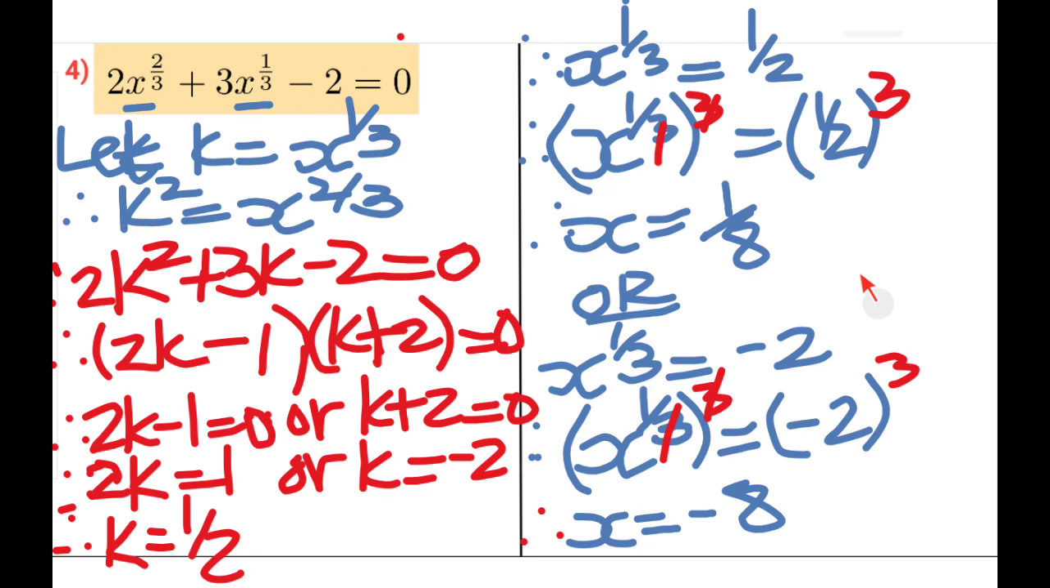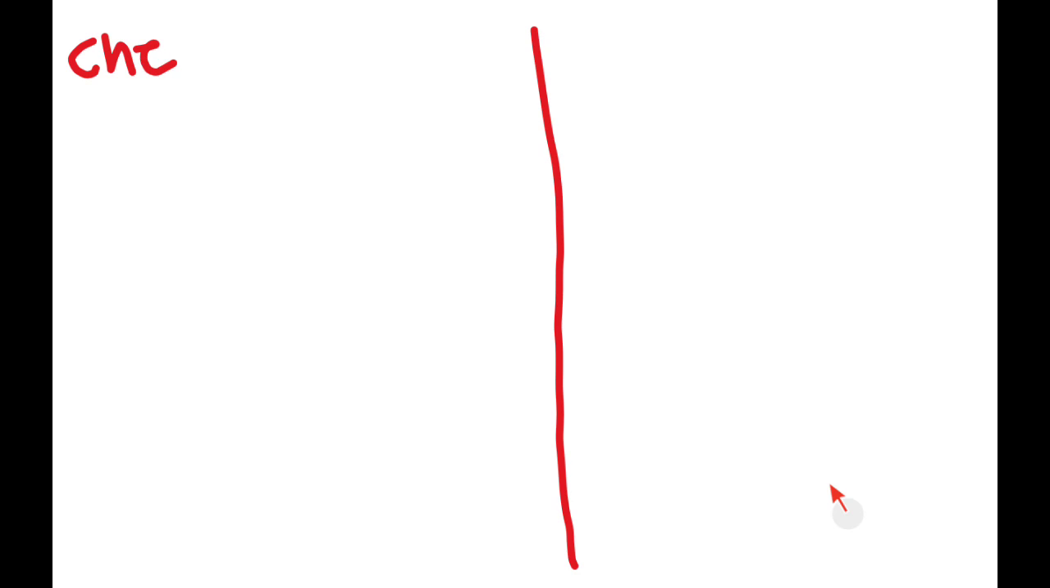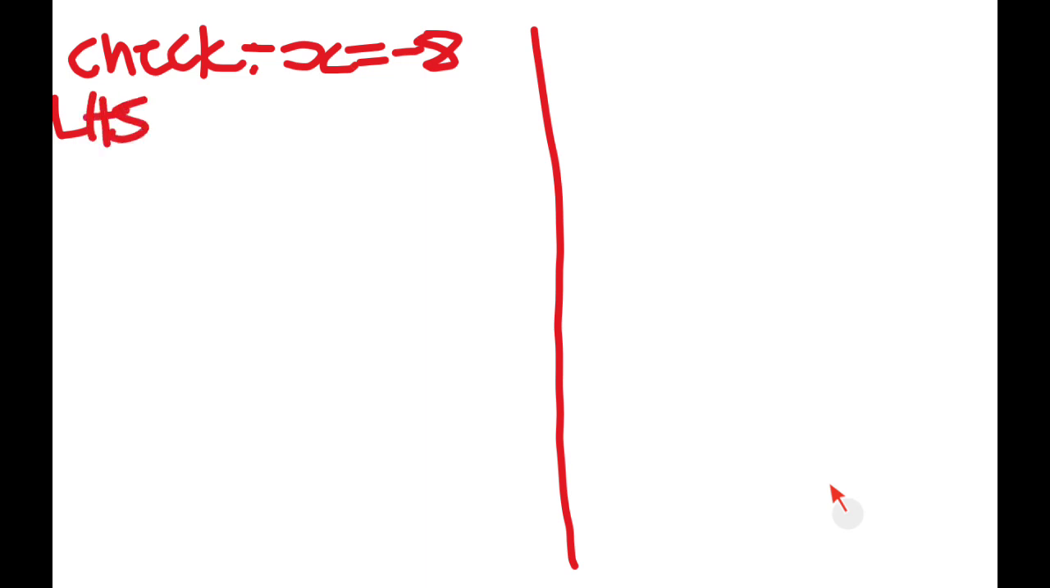So you've got two solutions here that you need to check, 1 over 8 and negative 8. Now let's check them. Remember, always check. Never assume they are the correct answer. Always check. All right, let's check for x equals negative 8. Left hand side. Remember, you just substitute.